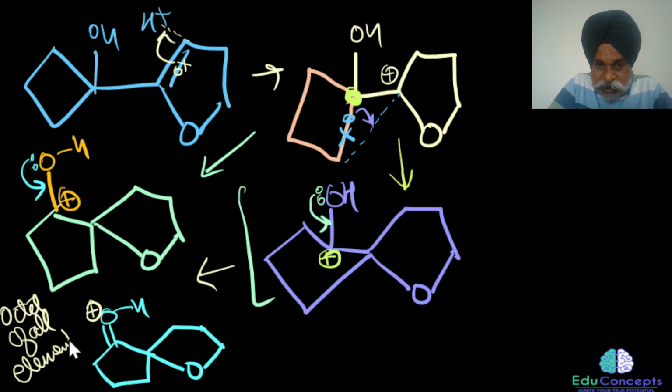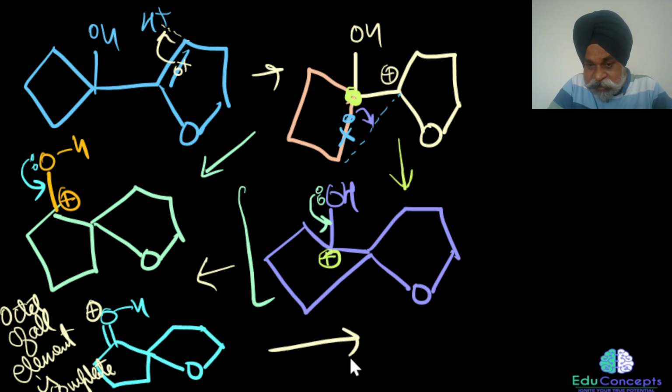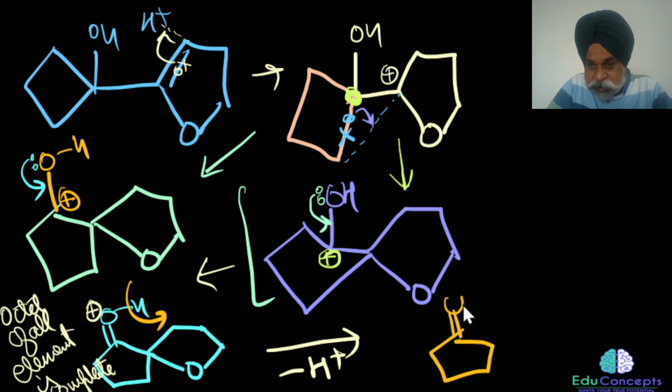Octet of all elements is complete. Even though oxygen, being electronegative, is containing a positive charge, still it is quite stable. And the last step which we have to do is the deprotonation. Now, which way do I have to do it? This H positive would go out of the system, leaving behind a 5-membered cyclic ring containing a keto group, and along with it you have a cyclic ether.